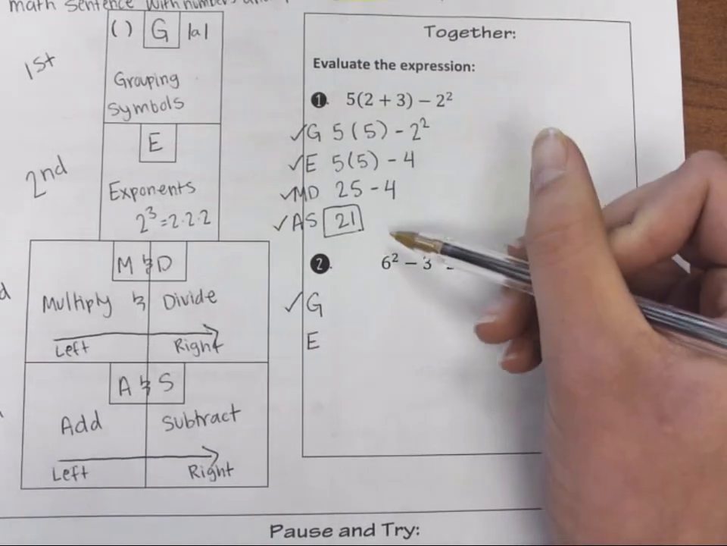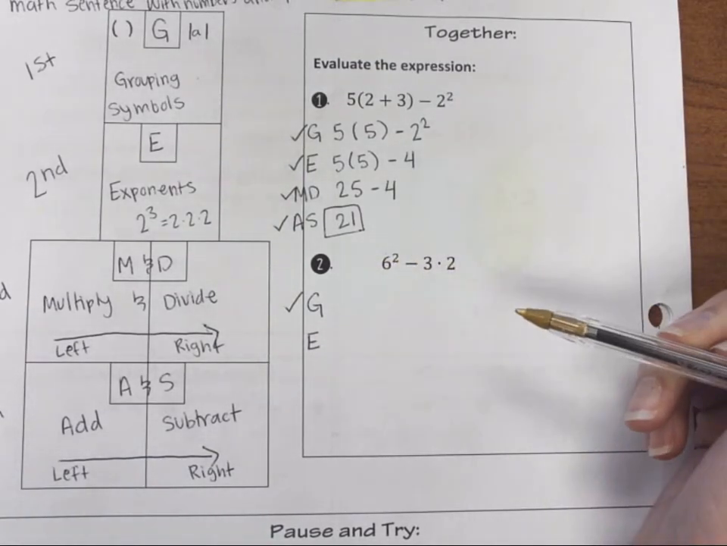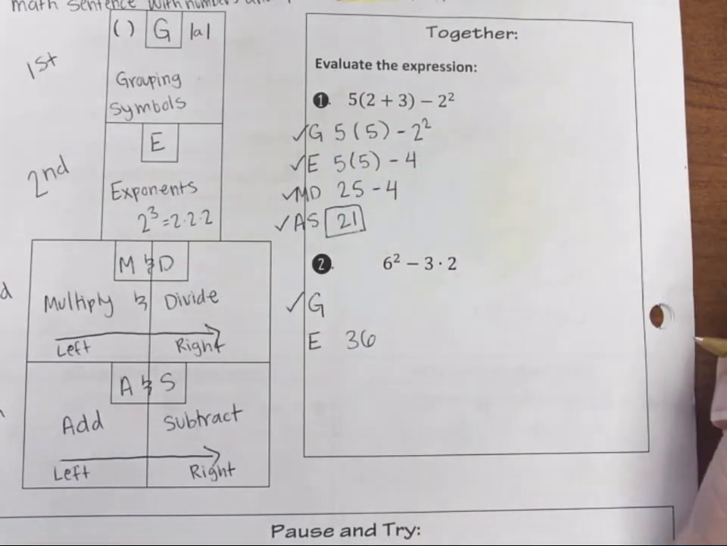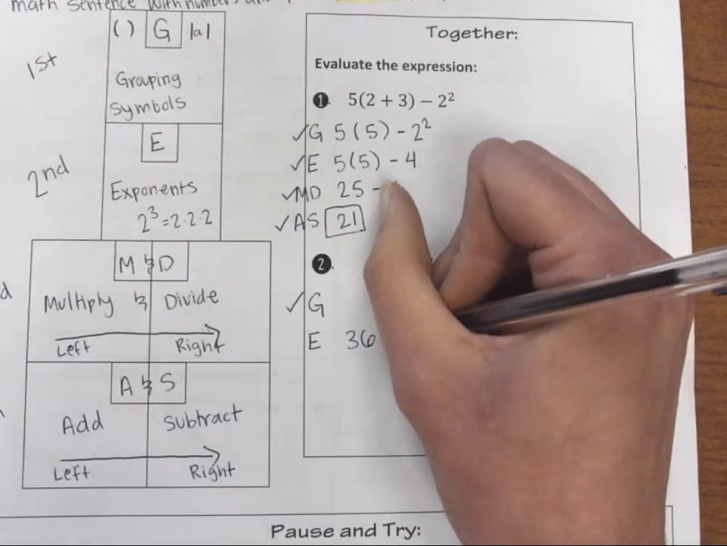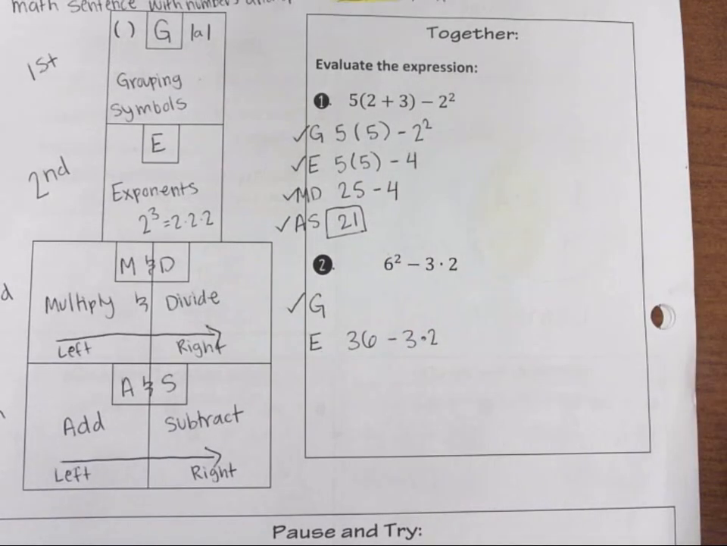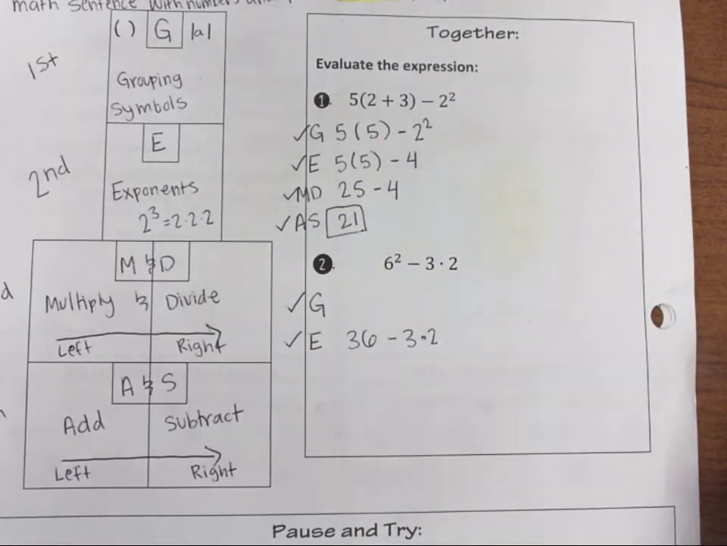The only exponent I see is right here with my 6. 6 squared is going to be 6 times 6, which is 36. So go ahead and write 36 right here. Then my 3 times 2 is going to stay right there, subtracting from the 36. Check, I'm done with my exponents.